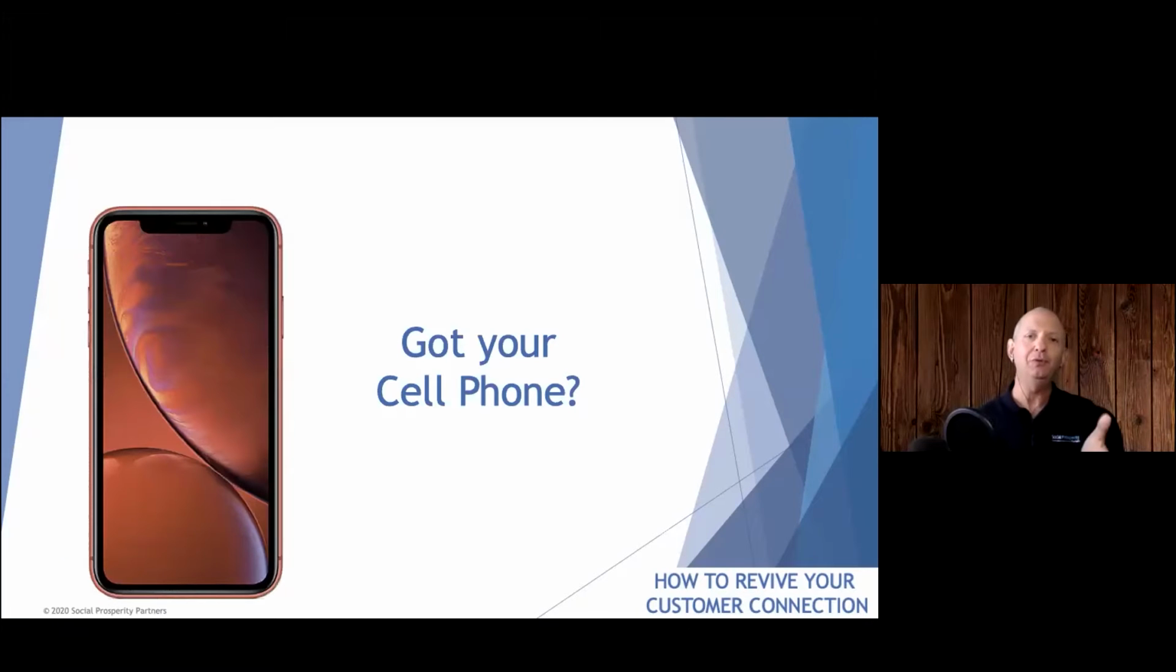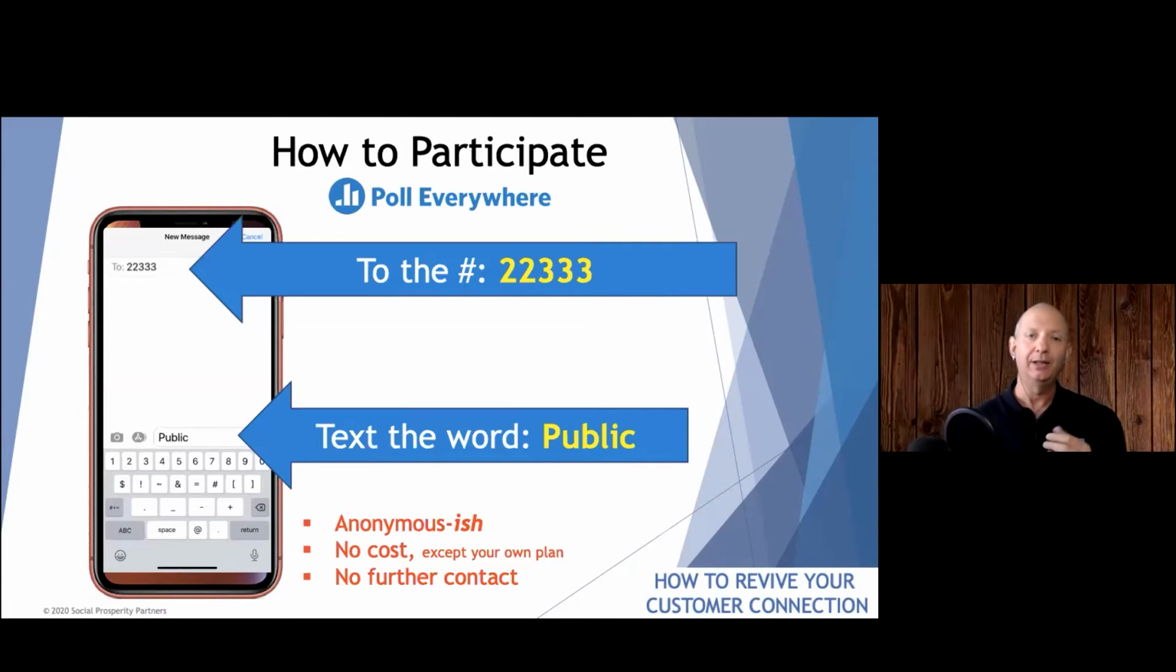Okay, so if you've got your cell phone handy, here's what I'd like to ask you to do. I'd like to ask you to join an online poll that I'm creating right now. It's in a service called Poll Everywhere, and you join it by texting the word public to the number 22333. So it's texting the word public to the number 22333.